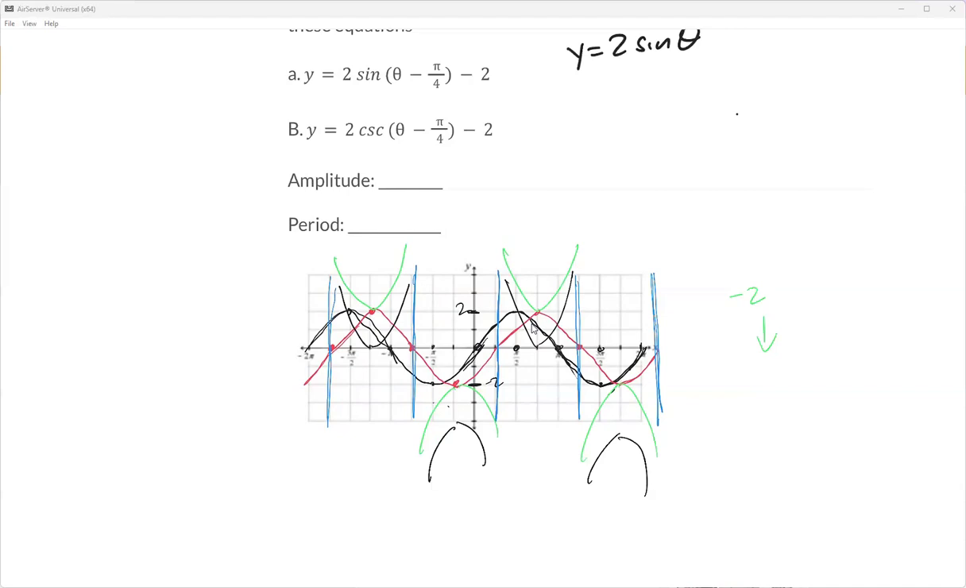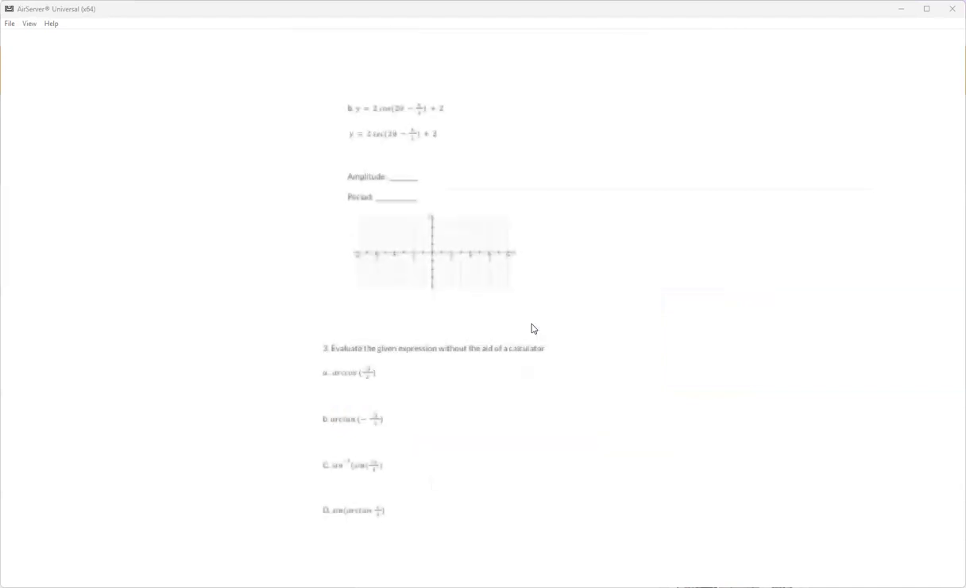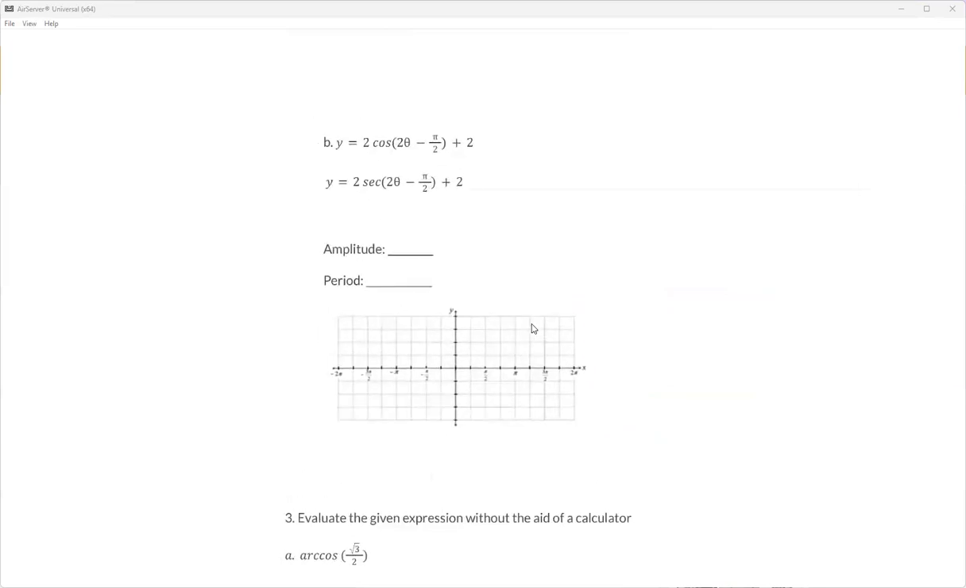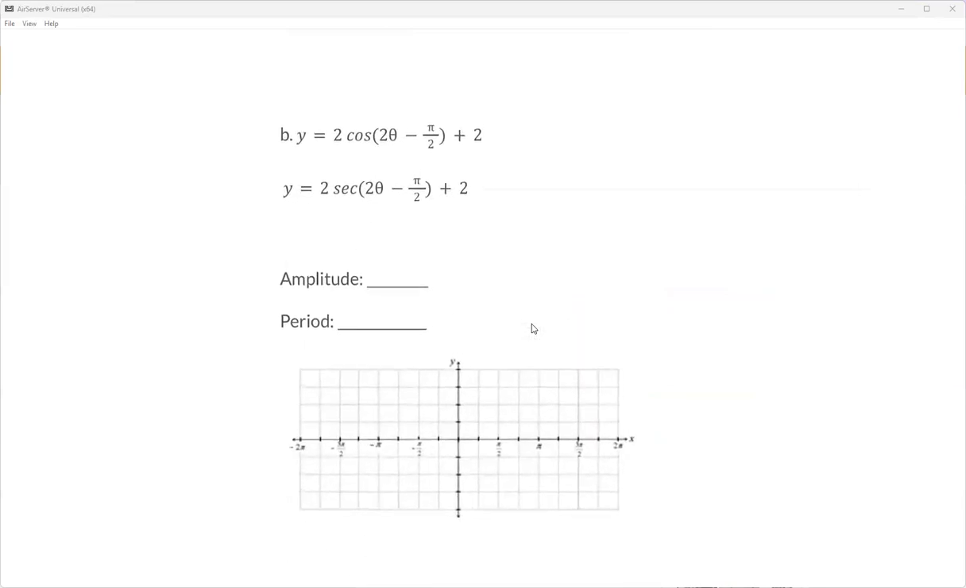Number 3 or 2B is a little different because of the cosine. I want to factor out the 2. So it'd be cosine 2 theta minus, and this is what a lot of you guys got wrong in the previous test, and it's part of the reason why I'm doing this. A lot of you forgot to factor out the inside, okay? So your shift is now right pi over 4, not pi over 2.